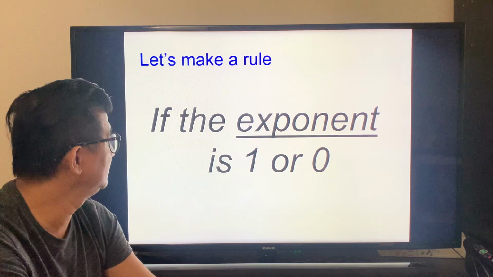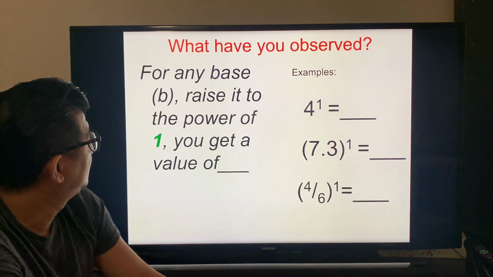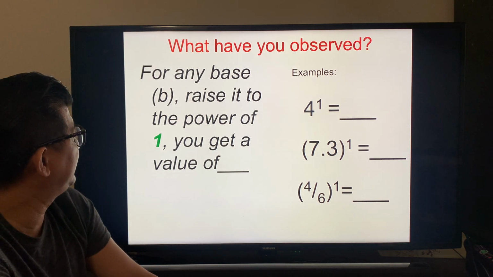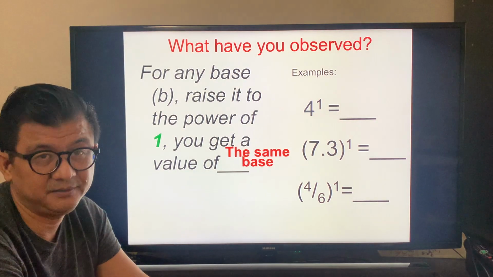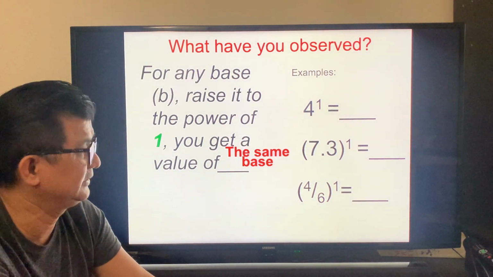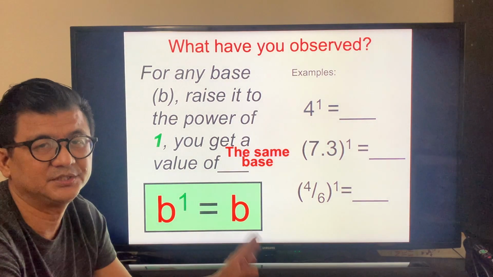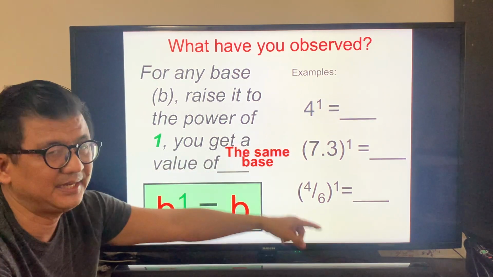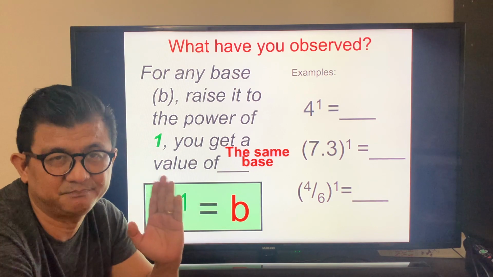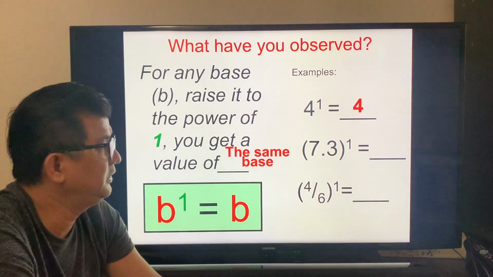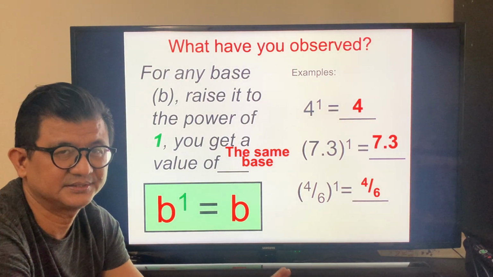Let's now make a rule if the exponent is 1 or 0. What have you observed here? For any base raised to the power of 1, you get a value of the same base. There's nothing to multiply it with. So therefore, let's make a rule: b to the 1st power is always b. So don't be scared of that. First power, first power, first power. There's nothing to multiply it with except itself alone. So 4, 7.3, 4.6. The base stays the same.